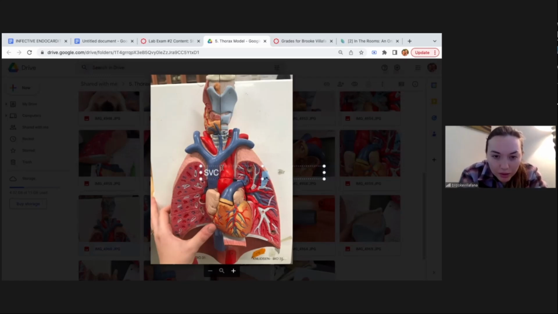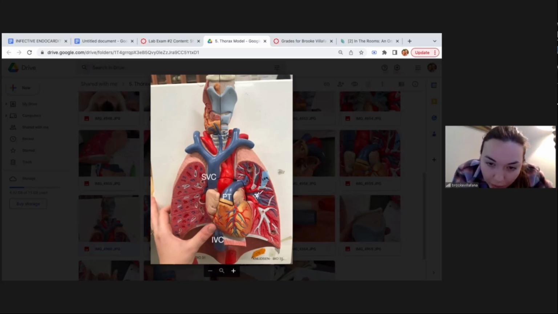SVC, this would be your superior vena cava. Down here, inferior vena cava, right? Getting into that right atria, right? Right atria down to the right ventricle and out through the pulmonary trunk. Remember, what does the pulmonary trunk become? Pulmonary arteries, right? Because arteries always go away.